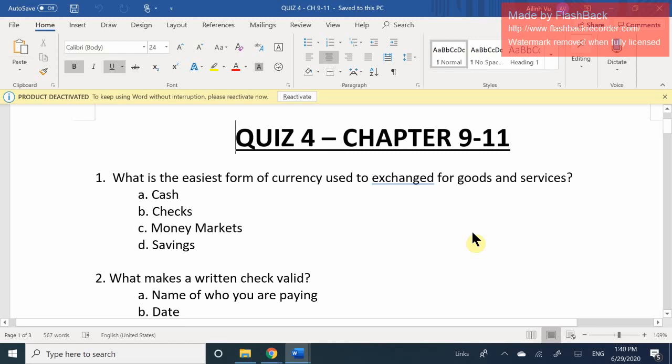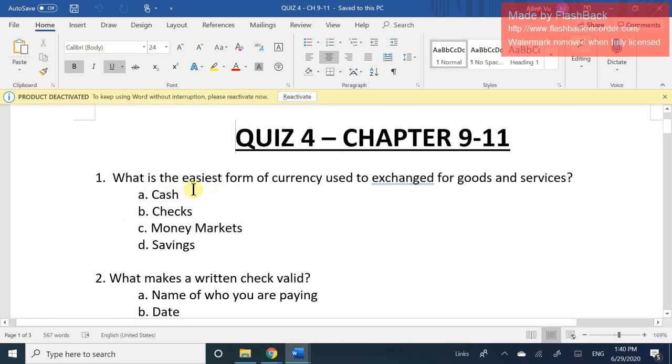All right. So here is quiz 4. Let's go over the answers together. Number 1. What is the easiest form of currency used to exchange for goods and services?